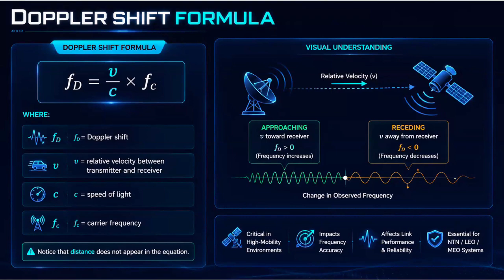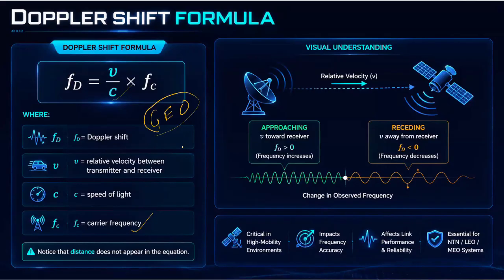So what is the Doppler shift formula? Doppler shift is equal to v by c into fc, where v is the relative velocity between transmitter and receiver, c is the speed of light, and fc is the carrier frequency. Notice that distance doesn't appear in the equation. So GEO is far away from the Earth, but only the relative velocity affects the Doppler shift, not the distance between GEO and the Earth.